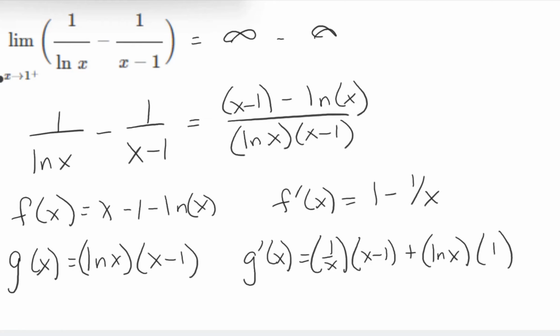So I've got negative 1 over x. Wait, no, so it's 1 over x times x minus 1. Yes. Equals x minus 1 over x. You cross out both x's and you get negative 1 because the denominator is now 1.